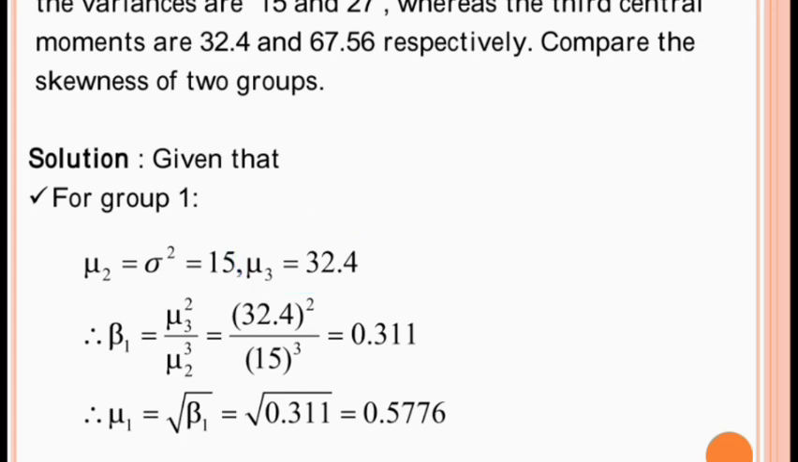Now what we have to do is compare the skewness of two groups. Beta 1 is given by mu3 square upon mu2 cube. Mu2 is given to us, mu3 is given to us. We will just put them here and you get 0.311. Now gamma 1 is given by the square root of beta 1. So that is equal to the square root of 0.311, which is equal to 0.5776.